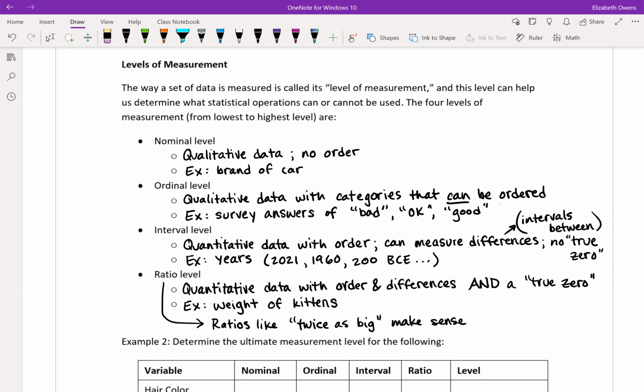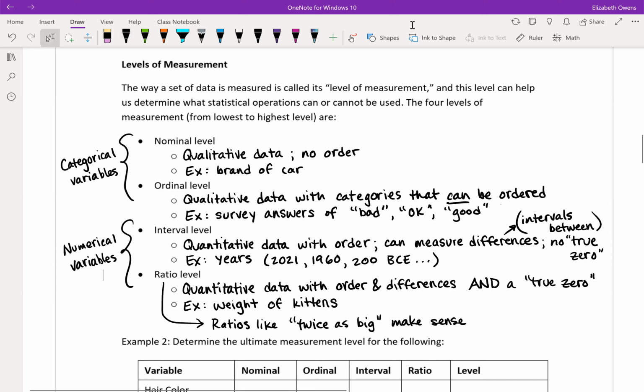Another thing to notice with these is that the first two levels are categorical variables, okay, with that qualitative data. And then the second two levels here would be numerical variables. They have quantitative data. So some data sets can be a little tricky in this regard, but that is a good thing to keep in mind. All right. So in the next video, we're going to do an example determining measurement level for different data sets.